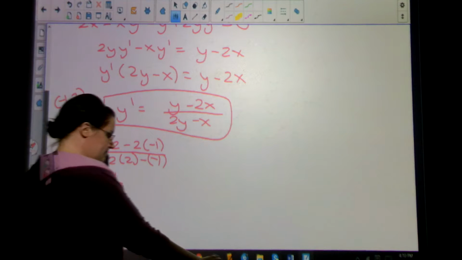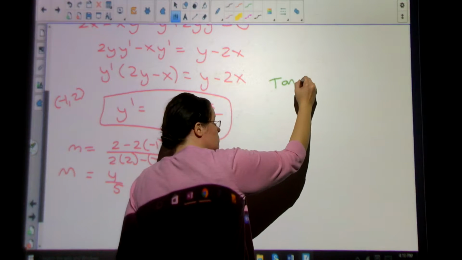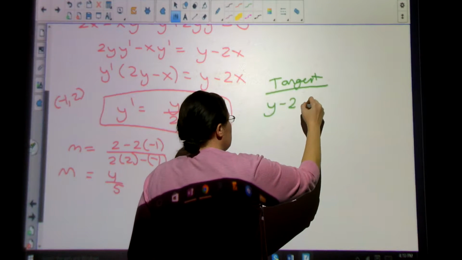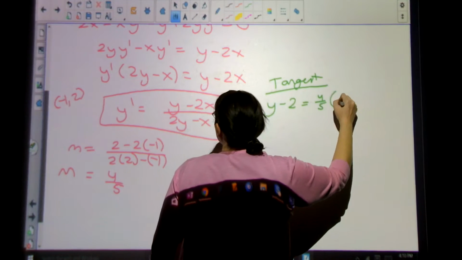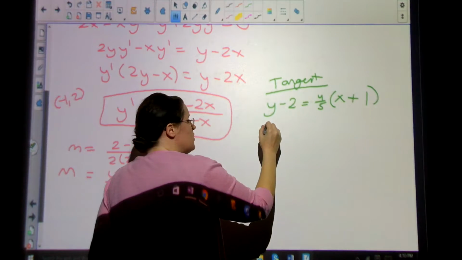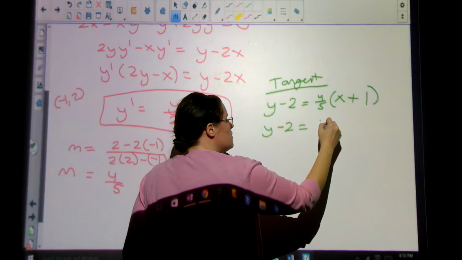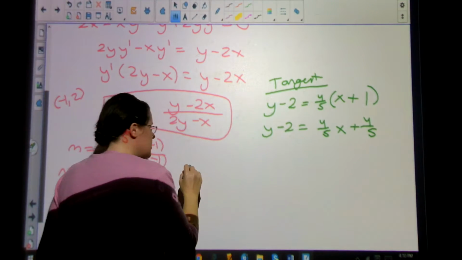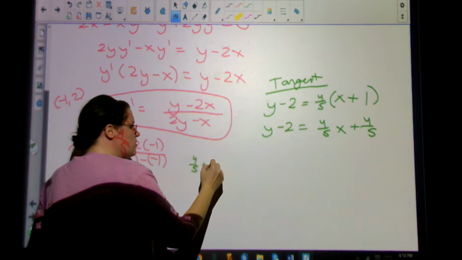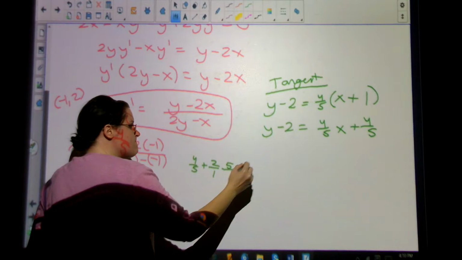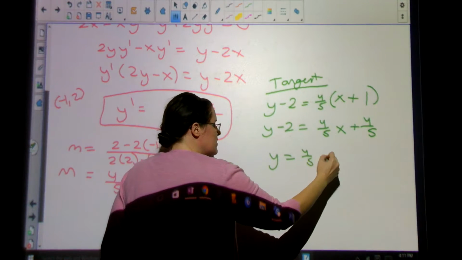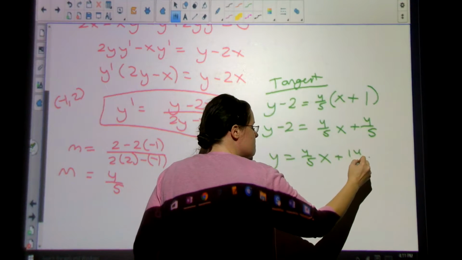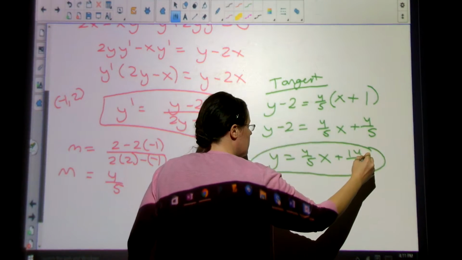Now let's do a tangent line. So y minus 2 equals 4/5 times x minus -1. Distribute, and add up. If you need to go off to the side, do a little work. 4/5, we're adding 2, common denominator. So we're getting 4/5 x, 10 plus 4, so plus 14/5. There's no need for a calculator on any of this.